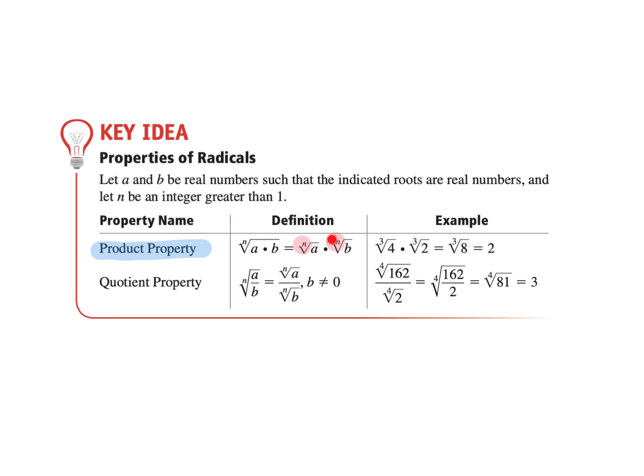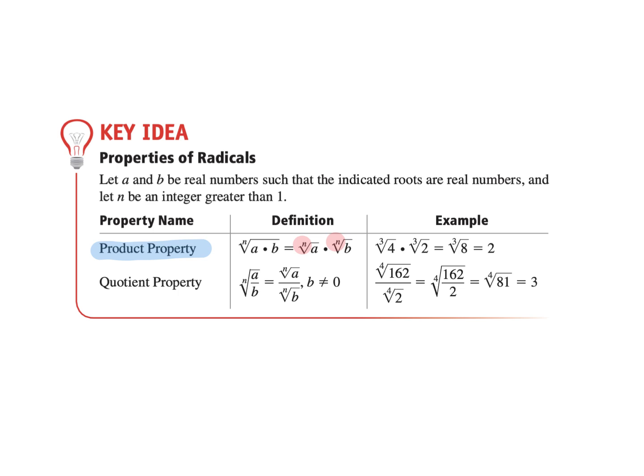Notice both of these are nth root radicals. If that's true, then you can simply multiply the insides, the radicands, together and place it inside a single radical. Likewise, you can also take a radical of a product and split it up into the product of two radicals if you'd like. But again, as long as the index is the same, you can multiply the radicands together to combine the two radicals.